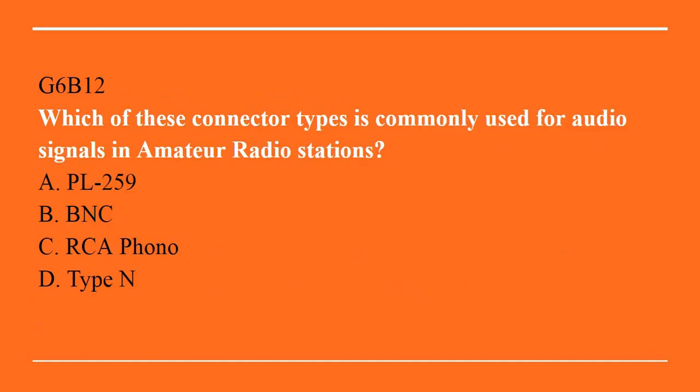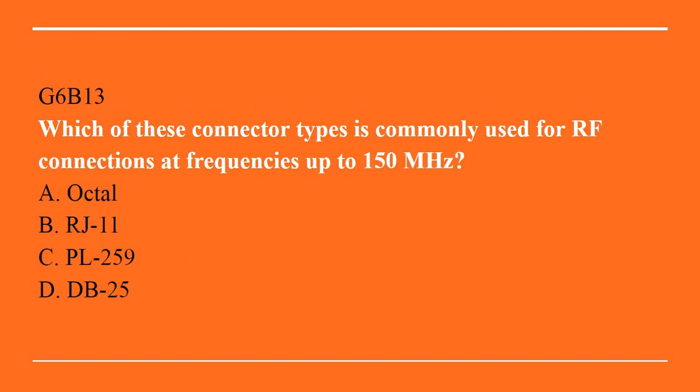G6B12, which of these connector types is commonly used for audio signals in amateur radio stations? A, the PL259, B, BNC, C, RCA phono, or D, type N? Correct answer is C, RCA phono. G6B13, which of these connector types is commonly used for RF connections at frequencies up to 150 MHz? A, octal, B, RJ11, C, PL259, or D, DB25? Answer is C, PL259.